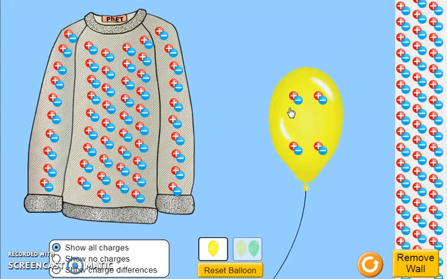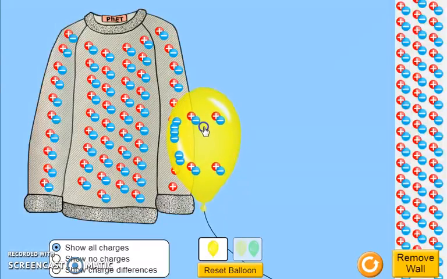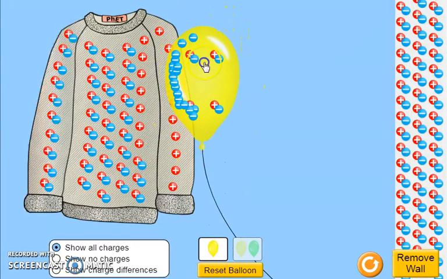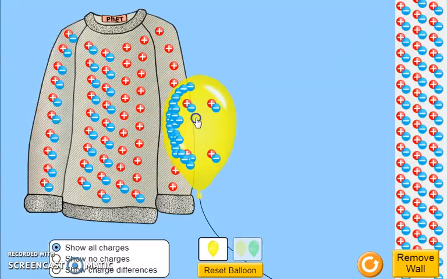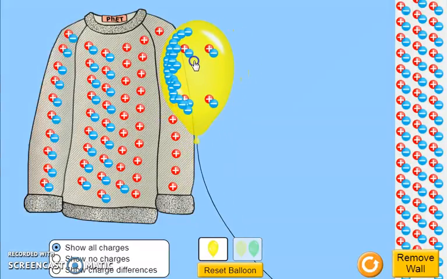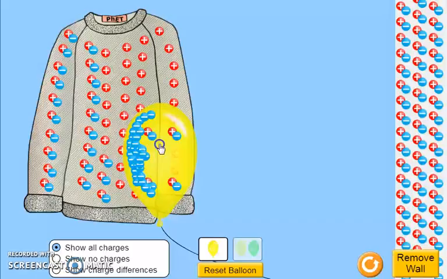Next I'm going to just do something. I'm just going to bring my balloon over to my woolen jacket and just rub it a little bit. Oh, do you see something? Wow, that's right. As I rub it more, you can see more of these negative charges from the jacket gets transferred over to my balloon. Let's see whether I can get more of it.